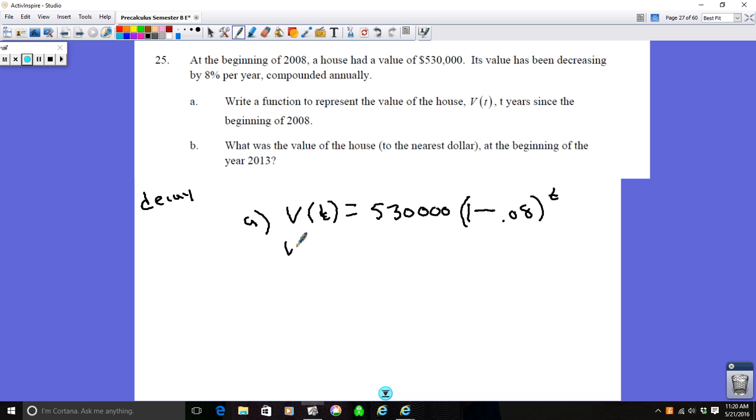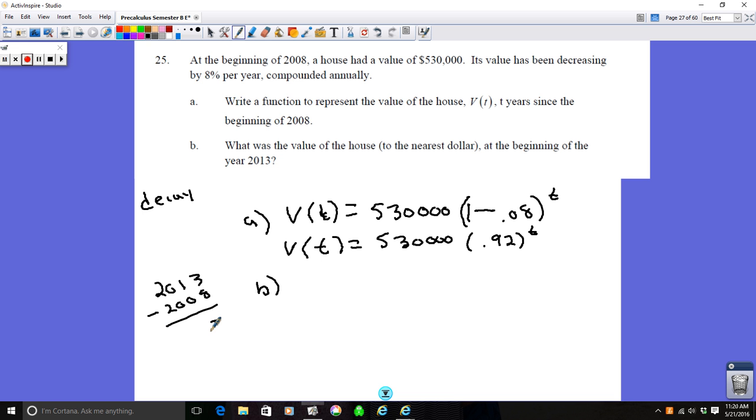And a lot of students, and I as well, like to simplify that. That's 530,000 times 0.92 to the t power. So for letter B, the value of the house at the beginning of 2013. Well, you don't want to put 2013 in here because this formula is since 2008. So 2013 minus 2008 is really only 5 years since the house started to lose value, not 2013 years since then.